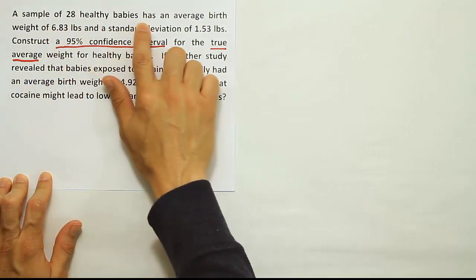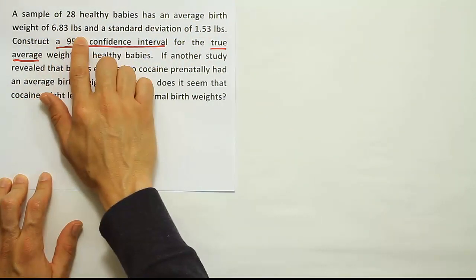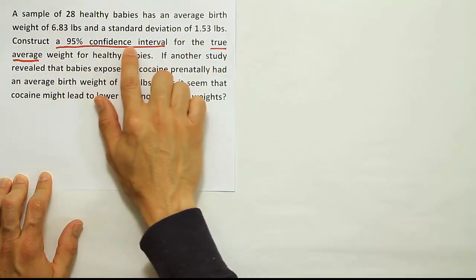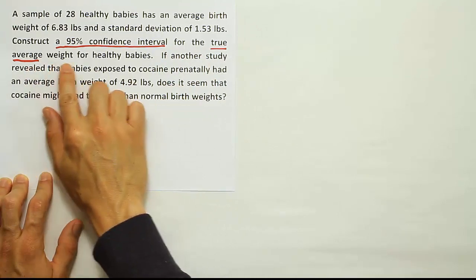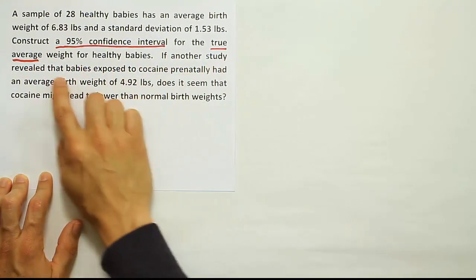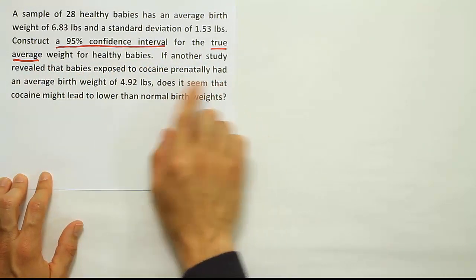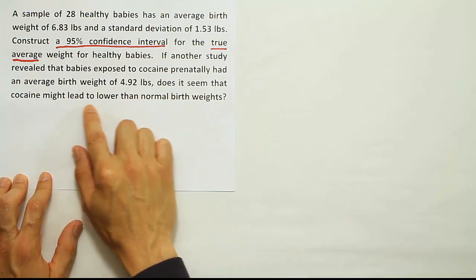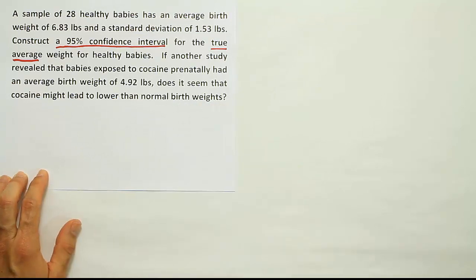A sample of 28 healthy babies has an average birth weight of 6.83 pounds and a standard deviation of 1.53 pounds. Construct a 95% confidence interval for the true average weight for healthy babies. If another study revealed that babies exposed to cocaine prenatally had an average birth weight of 4.92 pounds, does it seem that cocaine might lead to lower than normal birth weights?